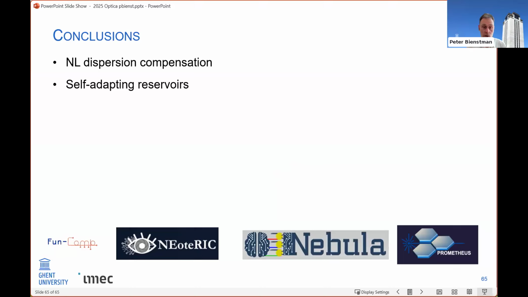Okay, let me wrap it up here. So I've talked about 2 different applications of reservoir computing, one a bit closer to the application side, which is this nonlinear dispersion compensation for different types of modulation formats. But on the other hand, we also have fun with some blue sky types of things like these self-adapting reservoirs.